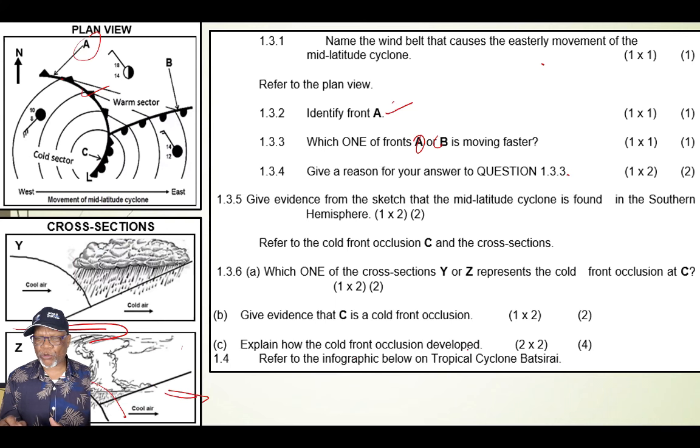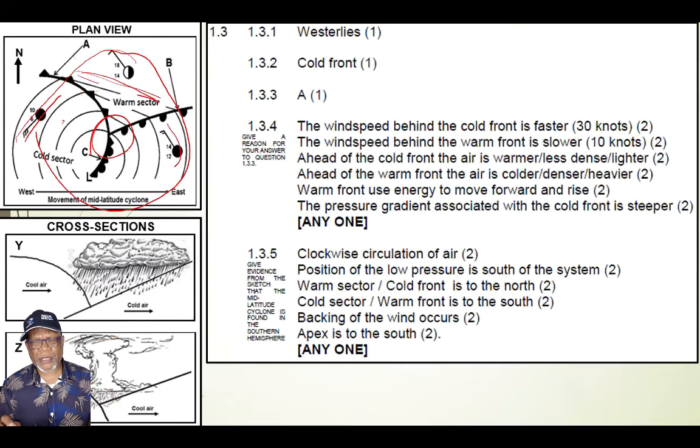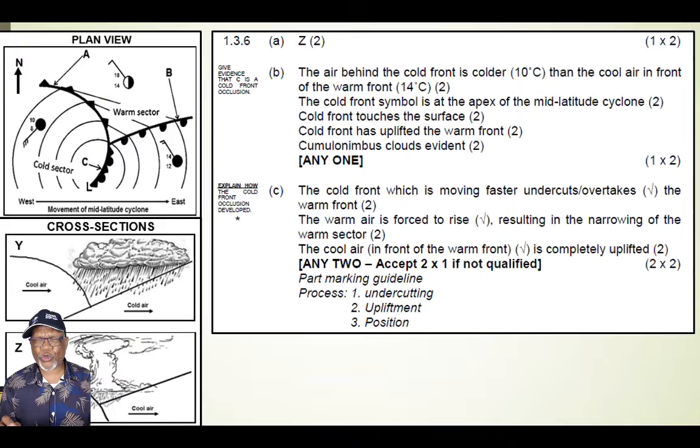Explain how the cold front occlusion will develop. So you must say the cold front has a steeper pressure gradient. Because of a steeper pressure gradient, the cold front is going to move faster, and because it moves faster, it is going to catch up with the warm front, and then it is going to undercut.